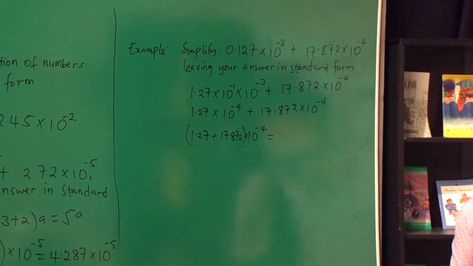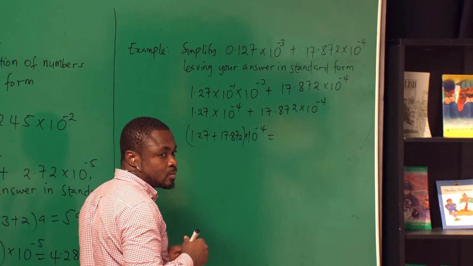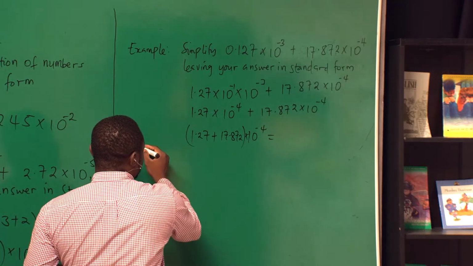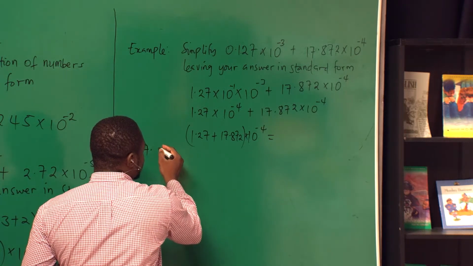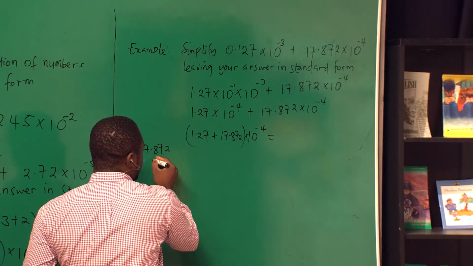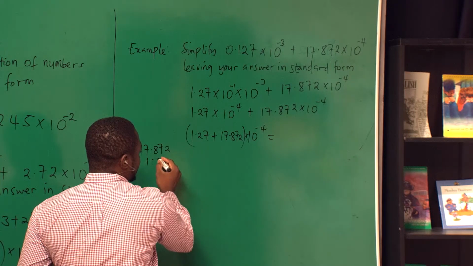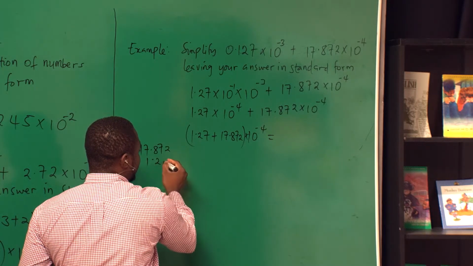So we have 10 exponent negative 4 times 1.27 plus 17.872. So final answer, if you add 1.27 to 17.872, what do you get? 19.142. But tell our viewers how you had it. You write 17.872, and you put the point in line, so 1.27 under 17.872: 2 under 8 and 7 under 7.